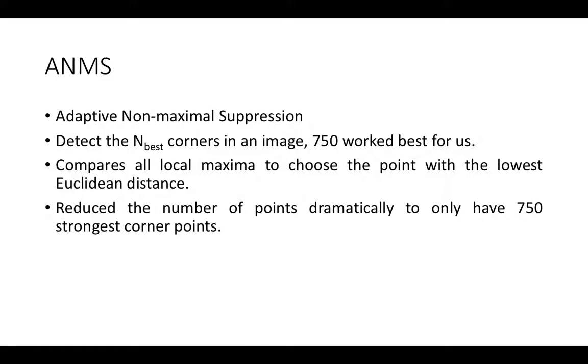So we start off by using the ANMS algorithm, which stands for Adaptive Non-Maximal Suppression. We choose the best corners. We set it to 750. I found that 750 works great. We compare all local maxima of the corners and choose the one with the lowest Euclidean distance. This reduces the number of points dramatically to only 750 strongest points. So then it helps with the choice of features later on.